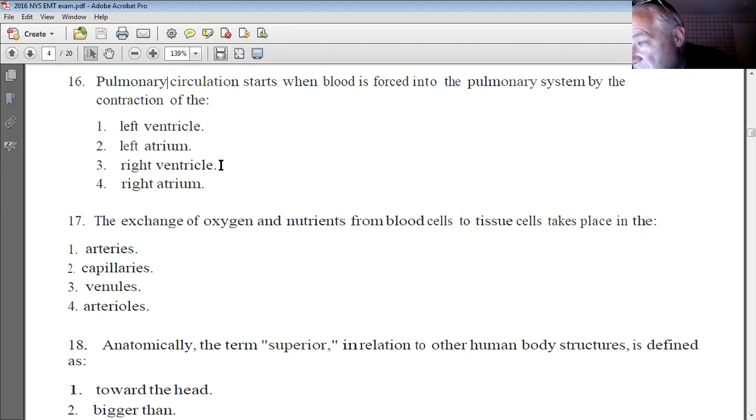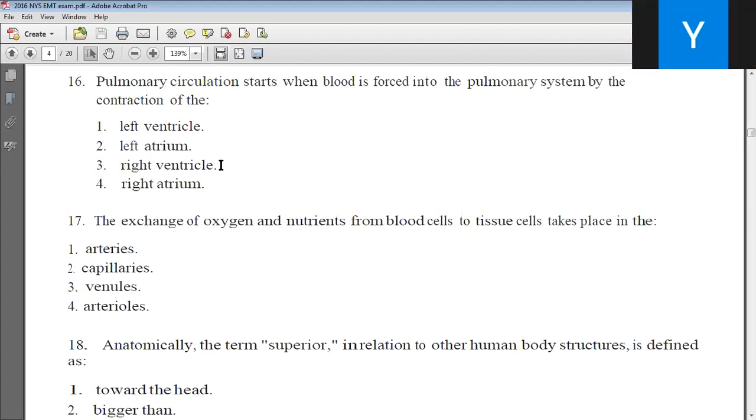Okay, so now we know another state exam question. Number 17: the exchange of oxygen and nutrients from blood cells to tissue cells takes place in the... so which of those blood vessels does the exchange of oxygen and nutrients take place in? The capillaries. Very good, right?